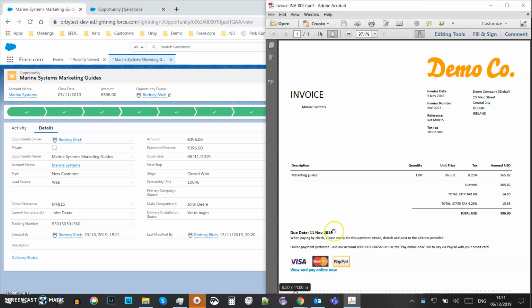Next piece of information is the due date for the invoice. This one was due on the 11th of November, which is 1 week after the invoice date. That's the terms of the invoice. That is something that wouldn't come from the sales and would be held within the finance system.